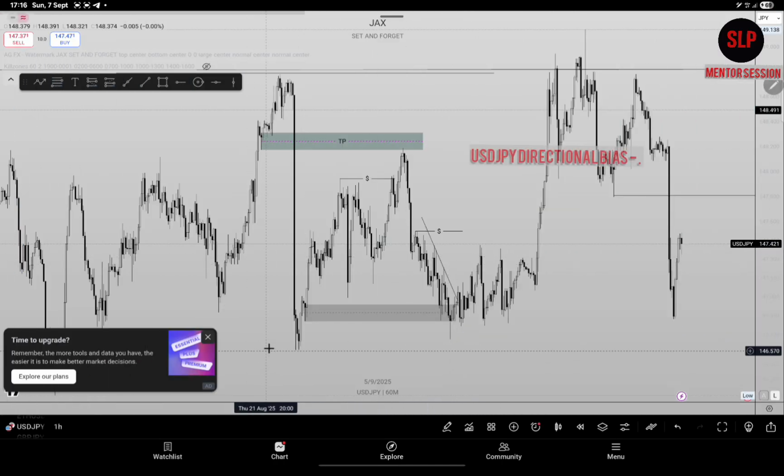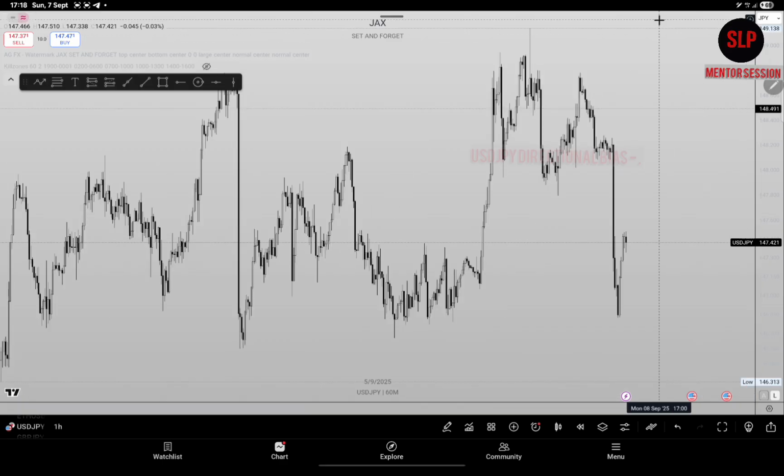The first pair I'm going to be looking at is USD/JPY. I will clear the chart first so that I have a clean chart to analyze on. Hold on. Now I've cleared my chart and it's looking clean.